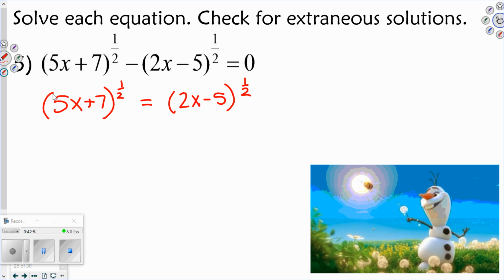So then I have to raise both of these to what power? The second power. So when I raise them both to the second, or the 2/1, do I need a plus minus? No, this is odd.